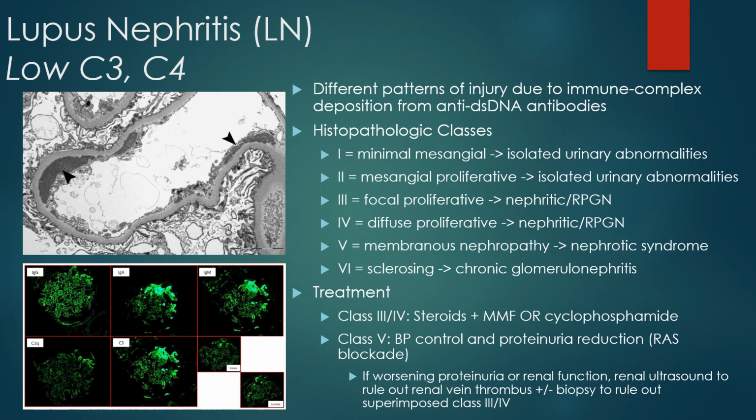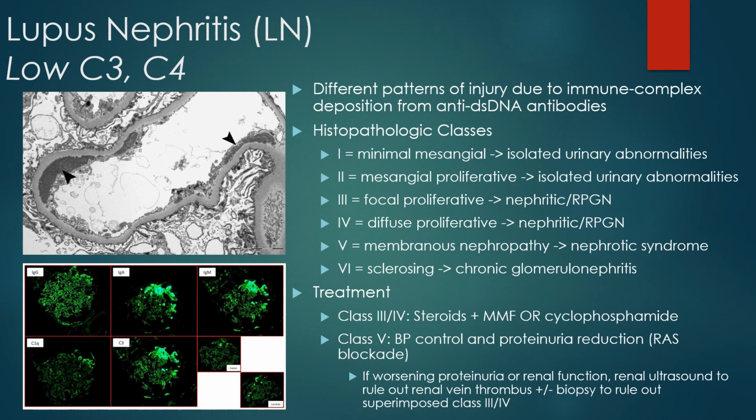There are 6 histopathologic classes of lupus nephritis. Patients with Class 1 and Class 2 lupus nephritis generally only have isolated urinary abnormalities and have minimal mesangial or mesangial proliferative changes on kidney biopsy. Patients with Class 3 or Class 4 lupus generally have nephritic syndrome or rapidly progressive glomerulonephritis. Class 3 lupus nephritis is focal proliferative, and Class 4 is diffuse proliferative. Class 5 lupus, as mentioned earlier, is membranous nephropathy, where patients present with nephrotic syndrome. And Class 6 lupus nephritis is sclerosing, characterized by chronic glomerulonephritis.